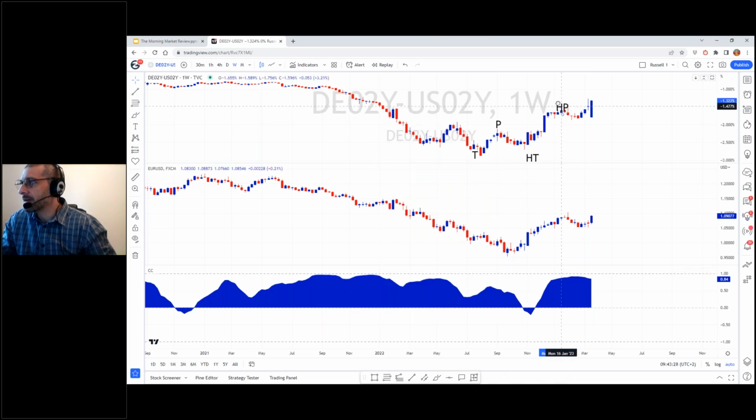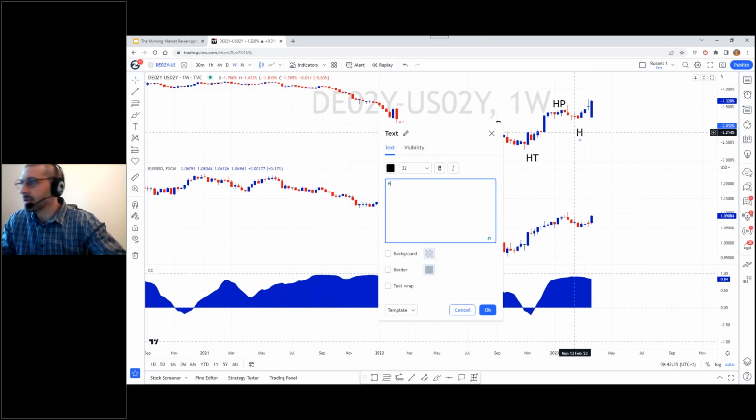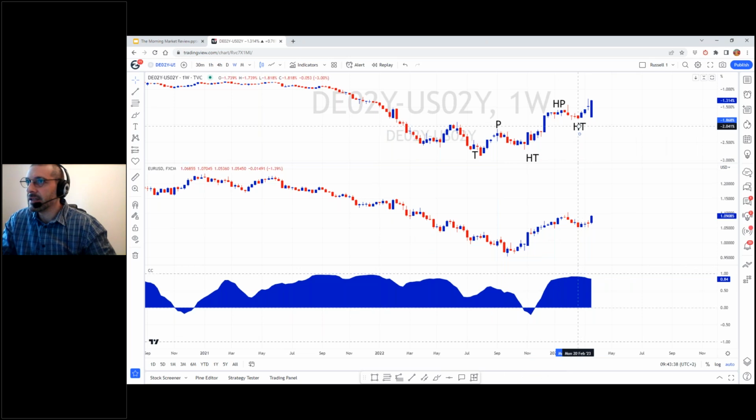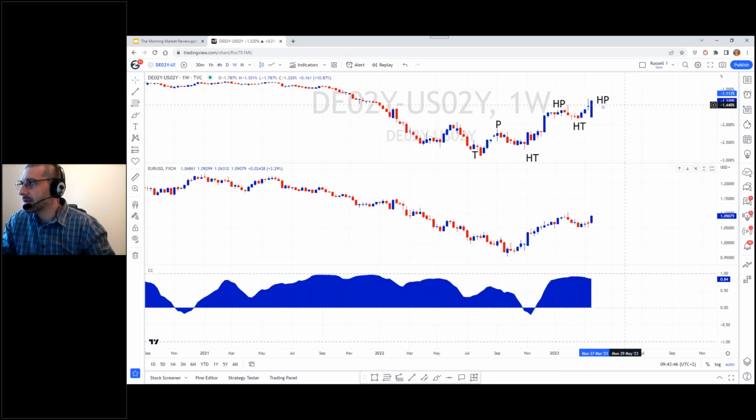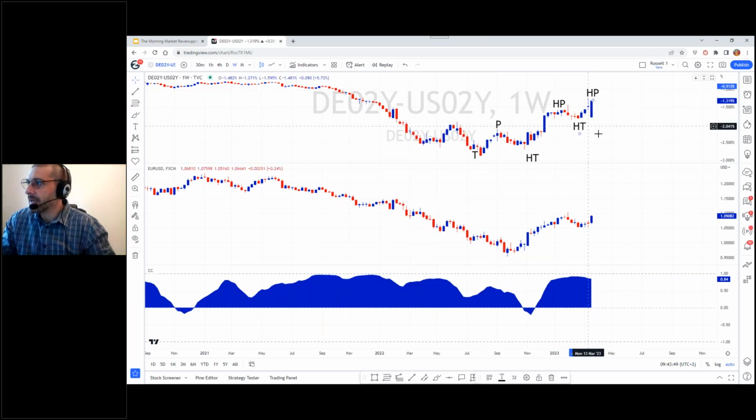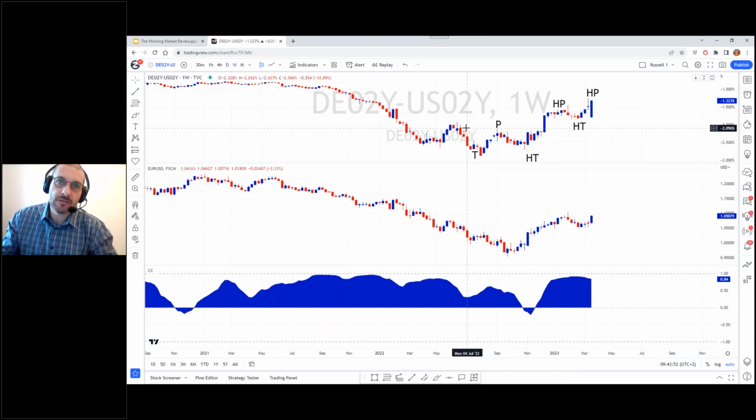And then we've got just two more points in the series. We've got the next higher trough, and then we've got the higher peak. So what am I saying here? I'm saying that the German 2-year note is showing an uptrend relative to the US 2-year note. The spread is in favor of the German note.